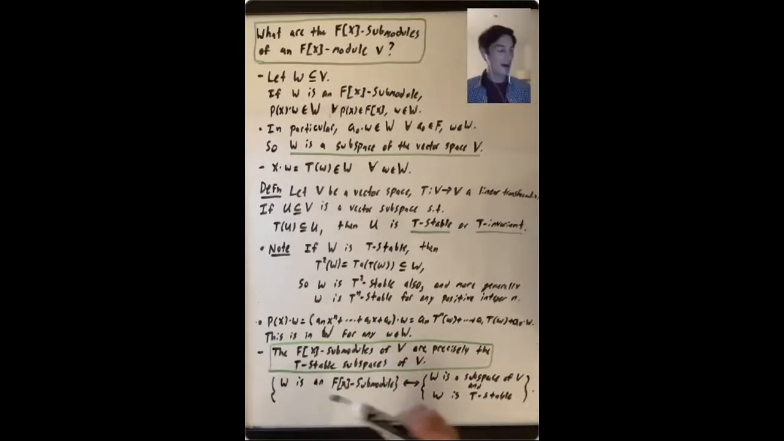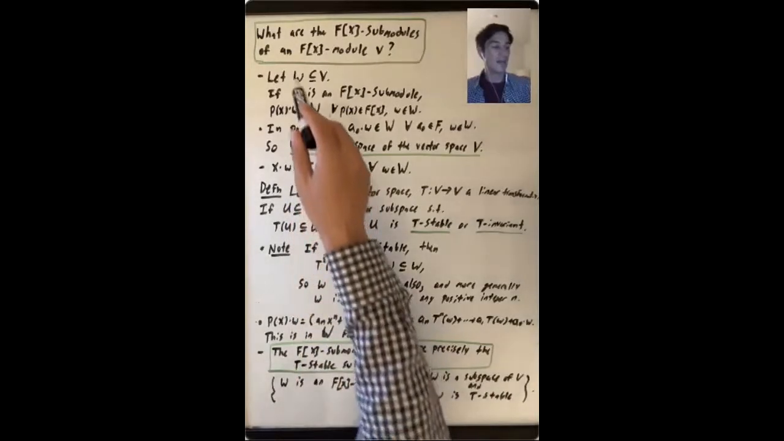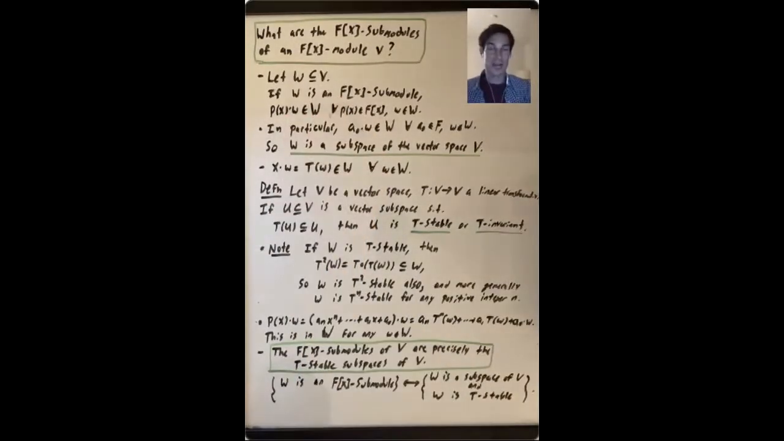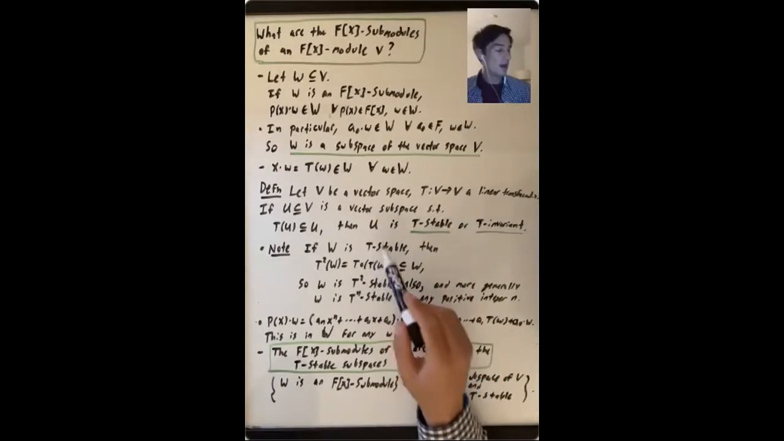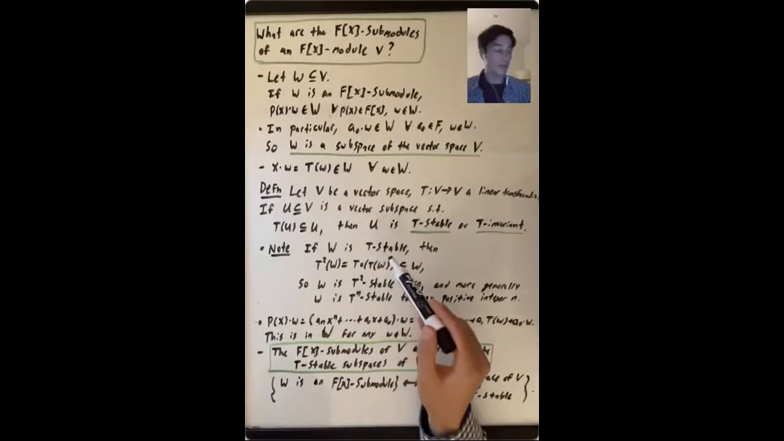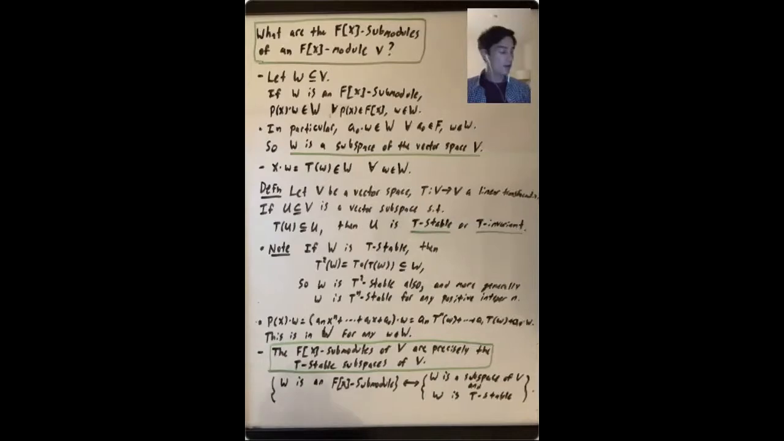Okay, so now what do we know? We know if we have a subset of our F[x] module V that is an F[x] submodule, it has to be a subspace of the vector space V, and it has to be stable under this linear transformation given by the action of x. So is that enough? Like, is that enough to make it an F[x] submodule? Well, what we really need is that it has to be closed under the action of any polynomial p(x) in F[x].